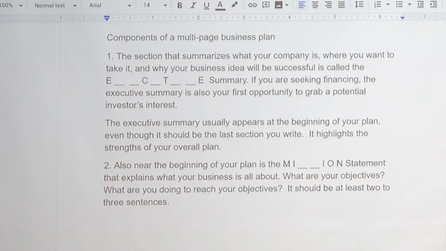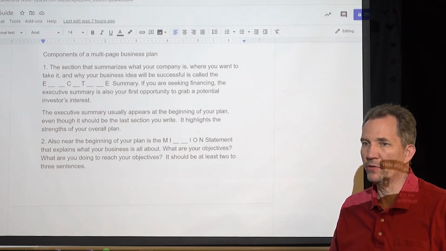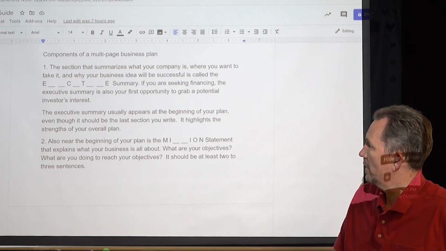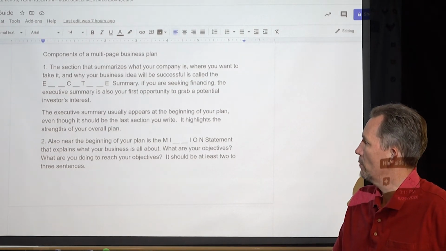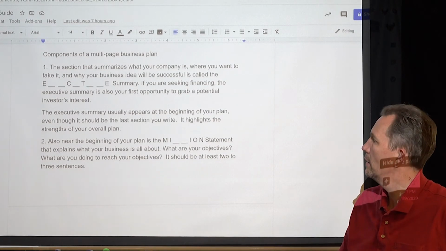The executive summary makes it sound important. It's for the executives. If you are seeking financing, the executive summary is also your first opportunity to grab a potential investor's interest. Sometimes that's literally all they read, and sometimes they even want you just to say, what is the executive summary? The executive summary usually appears at the beginning of your plan. I have seen it at the very end. It makes more sense to put it at the beginning.